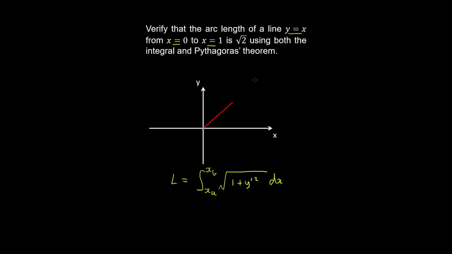Now the derivative is equal to 1. So what we get is an integral from x equals 0 to x equals 1 of the square root of 1 plus 1 squared, which is 2. And now evaluating this integral, you're going to get root 2. And using Pythagoras' theorem, you'll also see the distance between this point and this point along the line is also root 2.